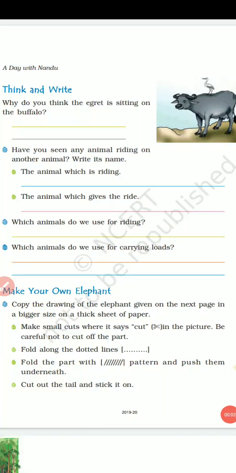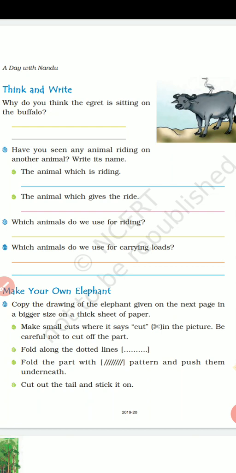Okay, children, so you might have given a good thought on this diagram. Think and write. Why do you think the egret is sitting on the buffalo? What do you think? Yes, this egret is sitting on the buffalo because she is getting food from the skin of the animal. So buffalo has lots of small insects trapped in the hair of the skin.